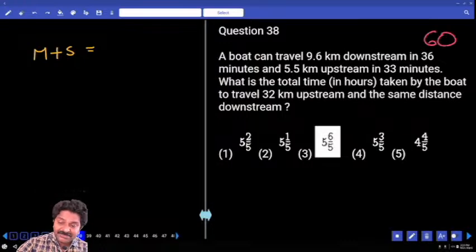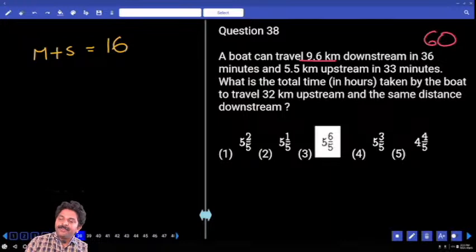Convert into 60 minutes. Using 36, how do you get 60? Divided by 6, into 10. 36 by 6, how much is that? 6 into 10, 60. 9.6 by 6, 1.6 into 10, 16. Yes?